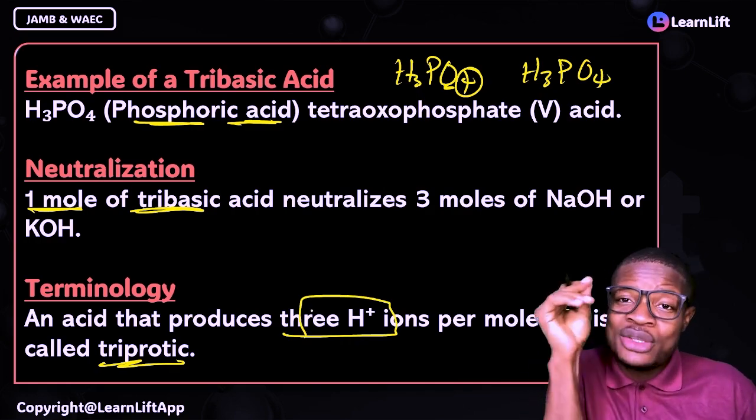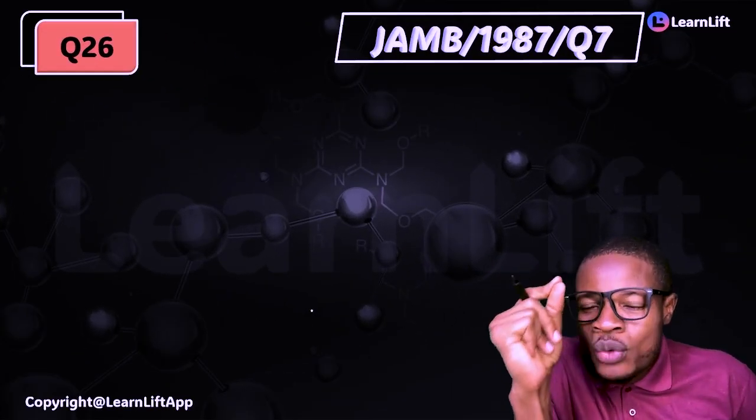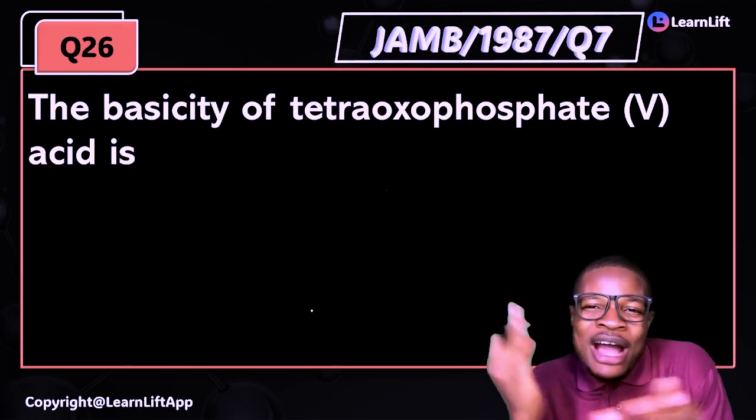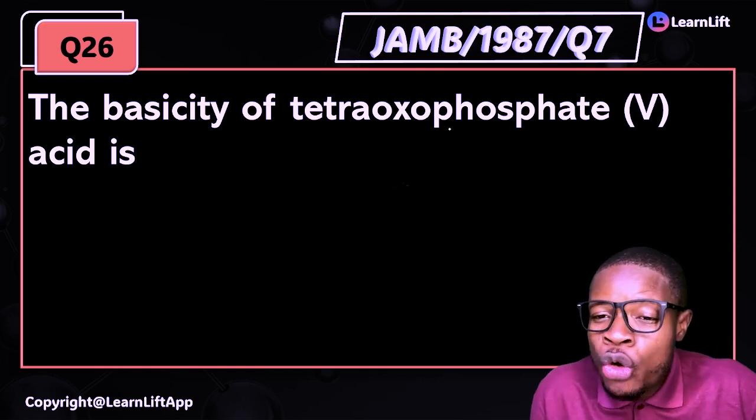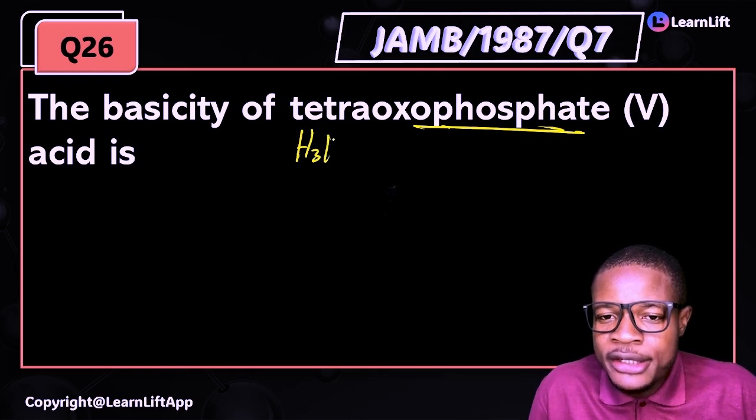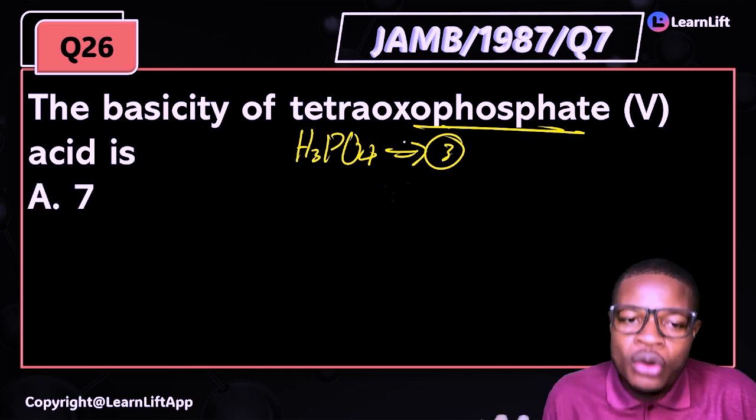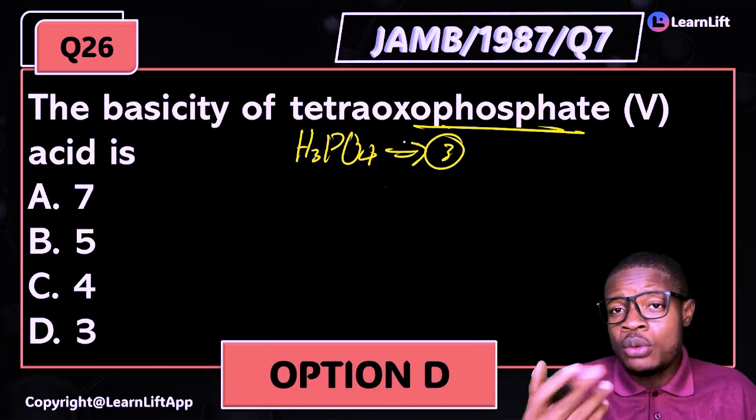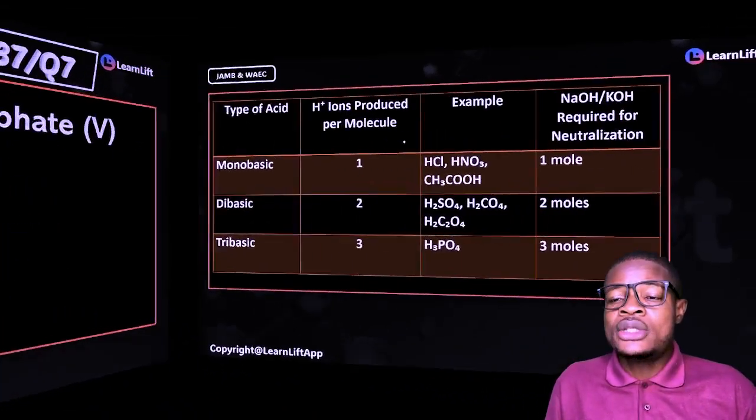If you get this and you understand this, look at the key exam question here. 1987 question 2. The question that they brought here, the basicity of, some people just say tetraoxosulfate, they just rush, bam, 2 is the answer. Tetraoxosulfate, this one is tetraoxophosphate 5 acid. That is your what? Your H3PO4. What is the basicity there? The basicity there is what? 3. Option A, option B, option C, option D. What is the answer? Option D. 3 becomes the what? Answer, and you are out of there. If you get this very fast, that means you understand it to the core.